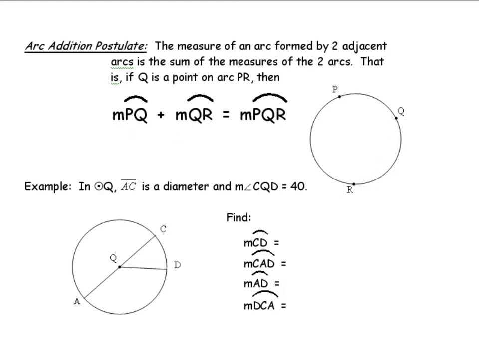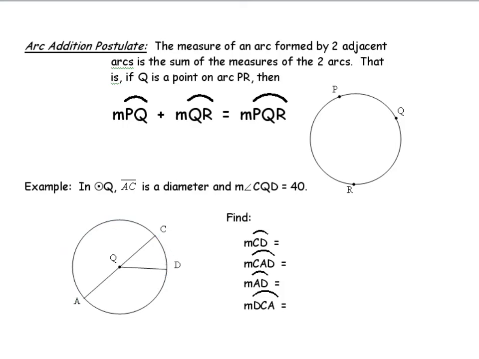So part plus part equals whole. The small one plus the small arc should equal the measurement of the entire major arc. Using that, we're going to go ahead and apply that information to our example. In this example, we've got circle Q, and it's telling me AC is a diameter, which is huge because it's telling me that A through C and ADC, those are two semicircles.